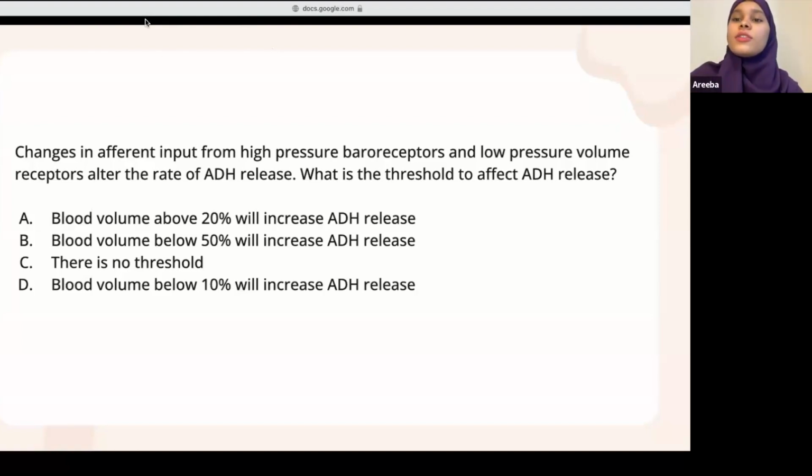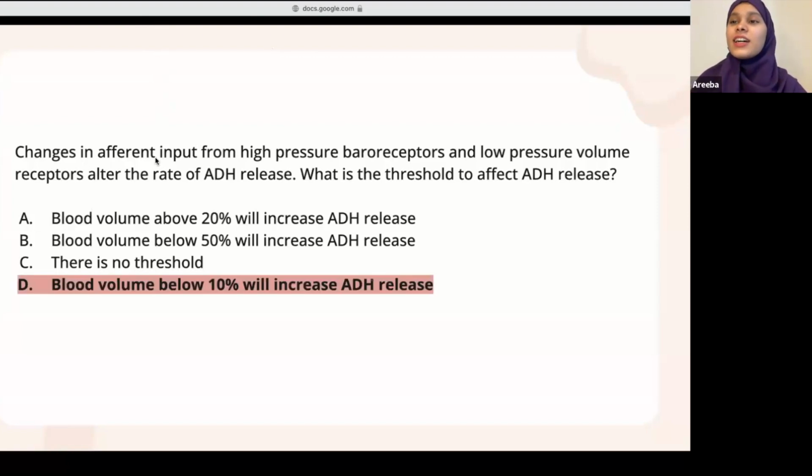Okay, so the correct answer is D. What did we say ADH does? ADH is going to act when your blood pressure decreases, right? So A is not going to be correct because the blood volume is increasing. So you're not going to increase ADH if your blood volume is already increasing, because ADH will help you to increase the blood volume. Okay. So can you go to the next one?